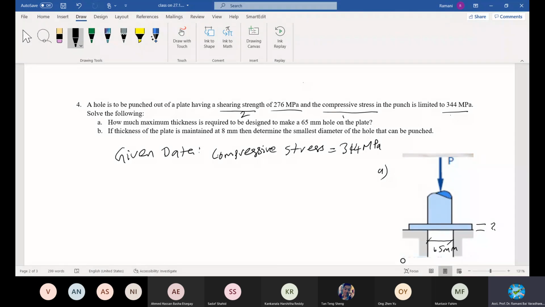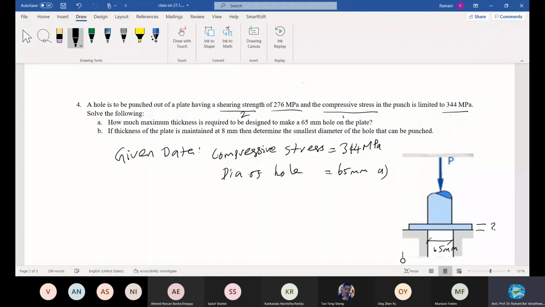344 is your compressive stress, and then what else? Area is given. Area is convenient to calculate because the diameter is given to you already, right? The diameter of the hole is given to you. So from the known data, I can conveniently find my P, right? What are the other data given to you? Diameter of the hole that is to be made.